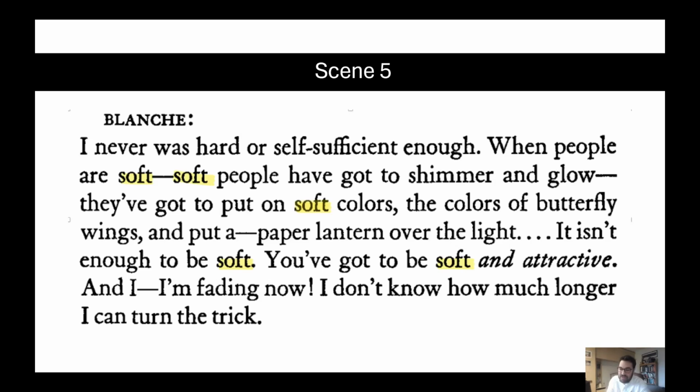Notice also how the moth that we see in the opening stage directions by Williams has been upgraded to a butterfly, obviously an animal with much more positive connotations of beauty. It's almost as if already Blanche is dressing up the harsh reality of her situation. But she says it's not enough to shimmer and glow. You need to be soft and attractive, and I'm fading now. I don't know how much longer I can turn the trick. So here we become acutely aware of Blanche's insecurity around her age and her fading beauty. It is fitting, really, that the paper lantern, in effect, gives her this environment in which she can shimmer and glow. She can be protected from the harshness of reality, the harsh light of reality.